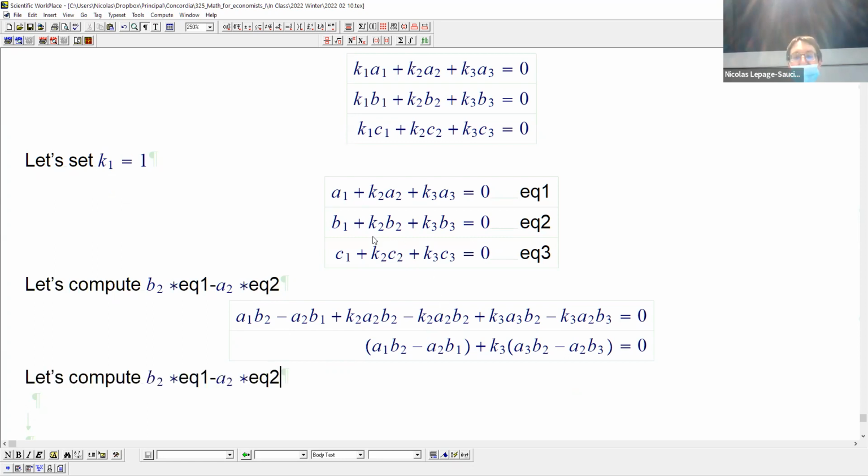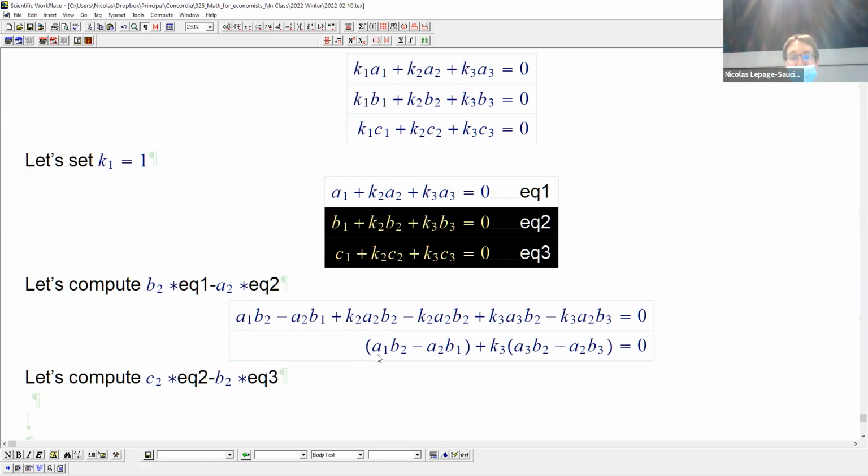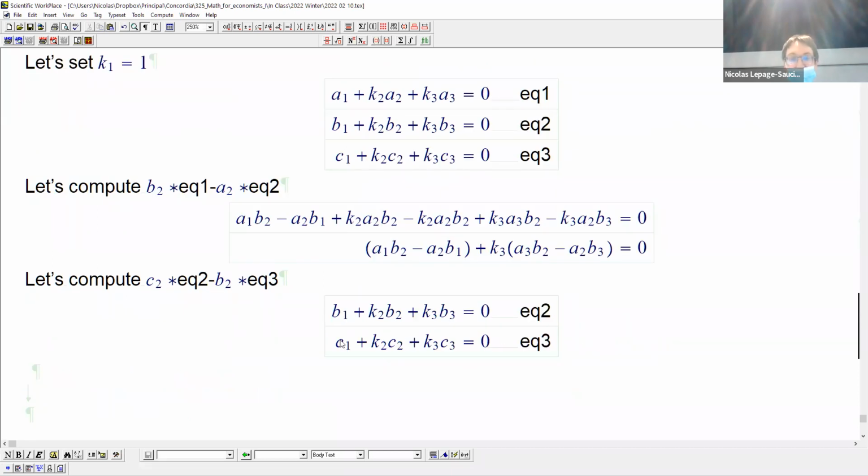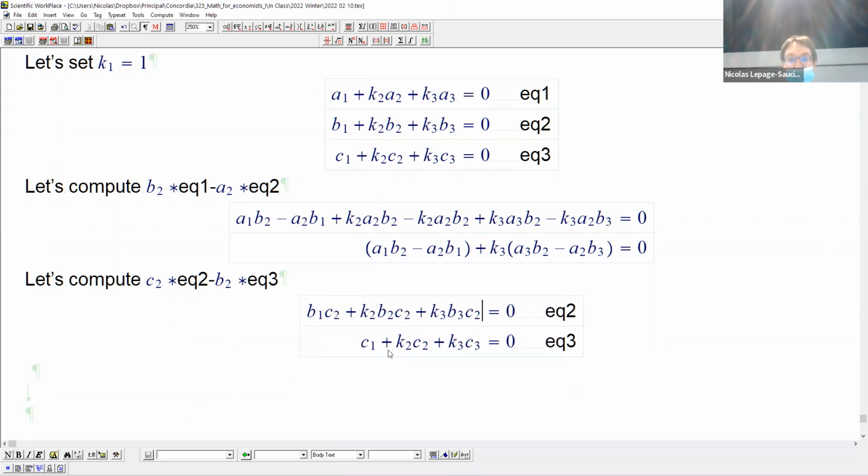And now I want to get rid of K2 again. So I'm going to multiply equation 2 by C2. So C2 times equation 2. And then minus B2 times equation 3. Same idea. So if I do that, I get C2. Yeah, let's put that later because it's C. And then minus B2. So let's add these B2 there.